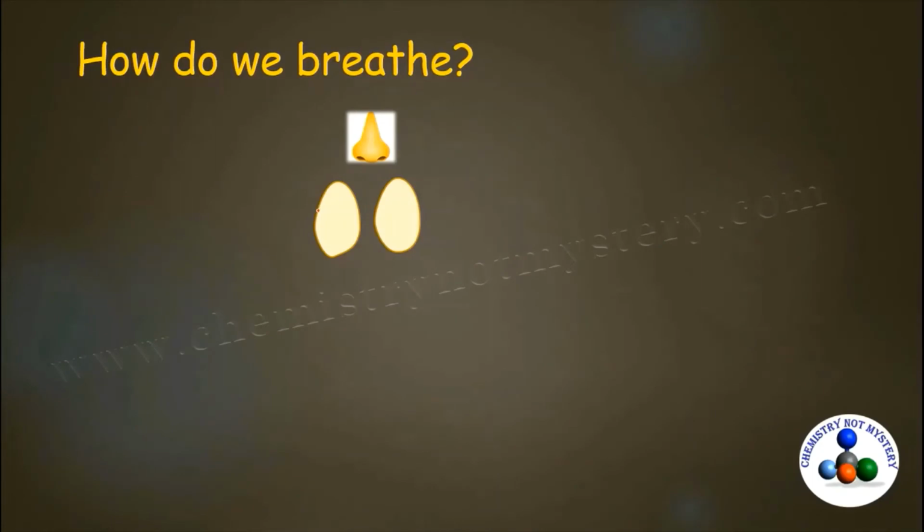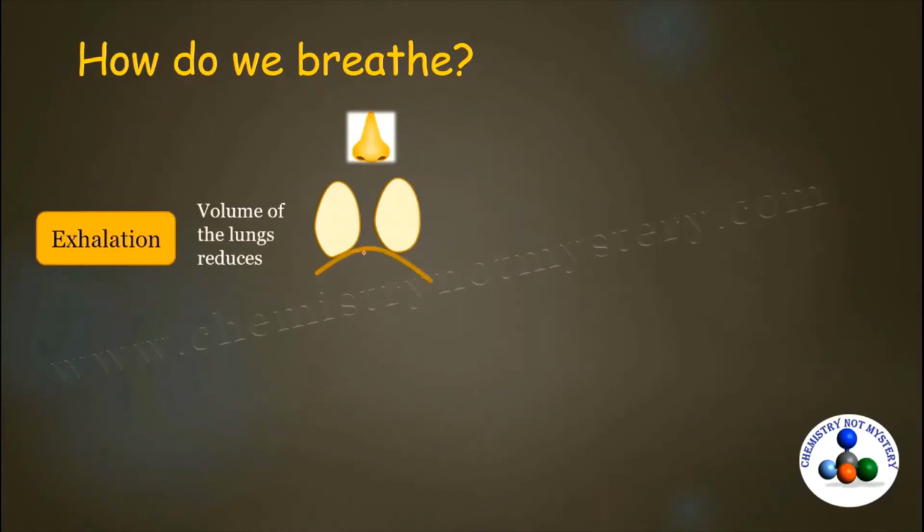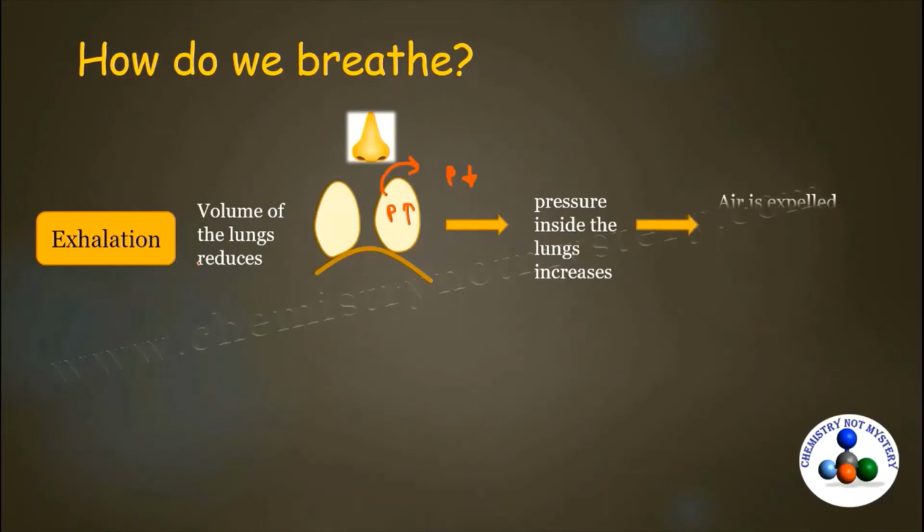Breathing is another application of Boyle's law. During exhalation, the diaphragm goes up and because of it, the volume of the lung reduces. As the volume reduces, pressure inside the lung increases. And as you know, air moves from high pressure to low pressure. Inside the lung, pressure is high, and outside the lungs, pressure is low. So that's why air moves from in to out and we are able to exhale.